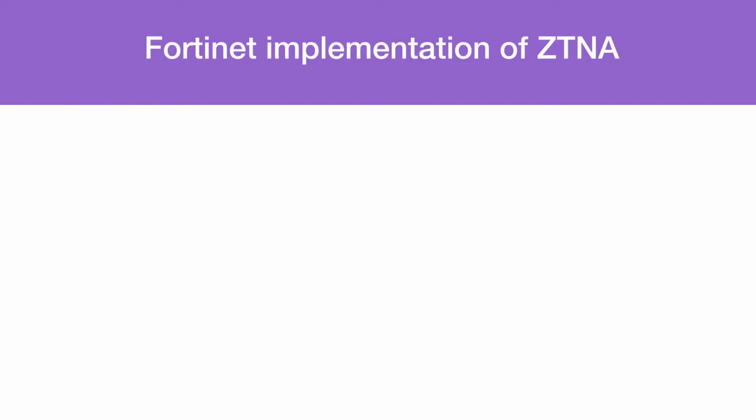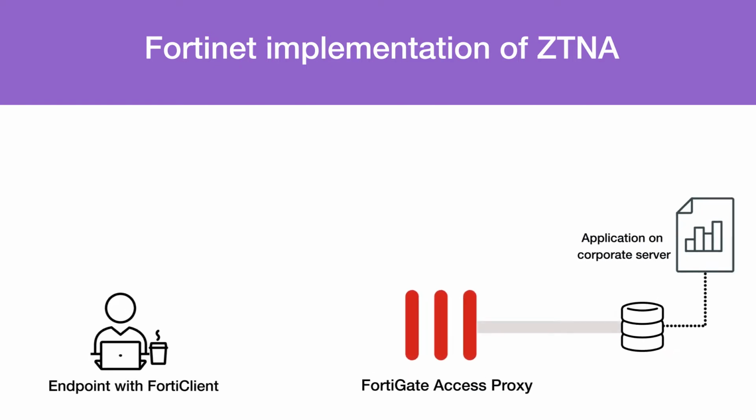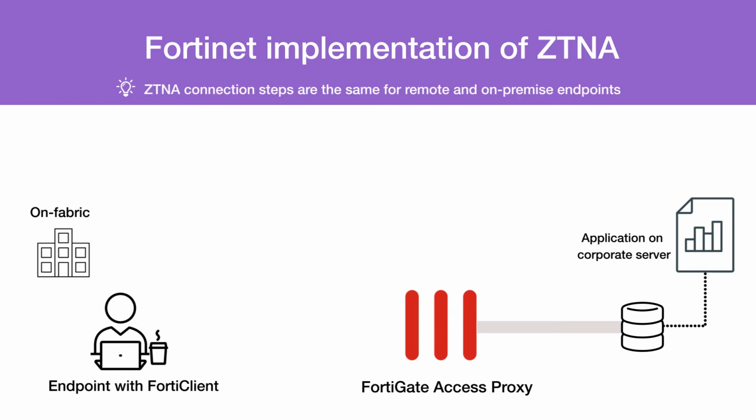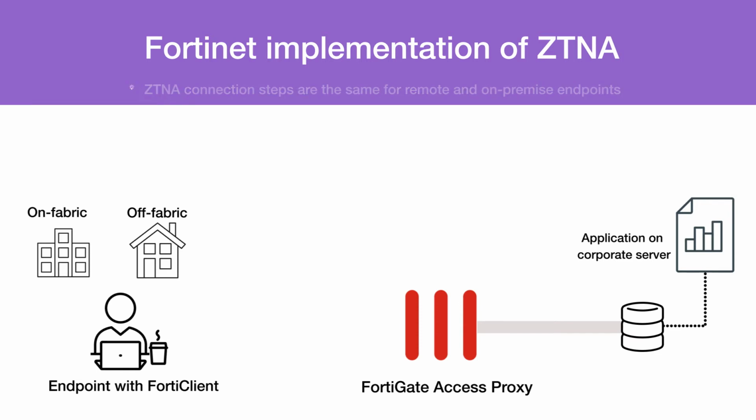Now let's look at how Fortinet implements the ZTNA model. Here is an endpoint that needs to connect to an application. Our endpoint can be on Fabric, which means on the corporate network, or off Fabric, which means connecting remotely. In each scenario, the ZTNA connection steps are the same.